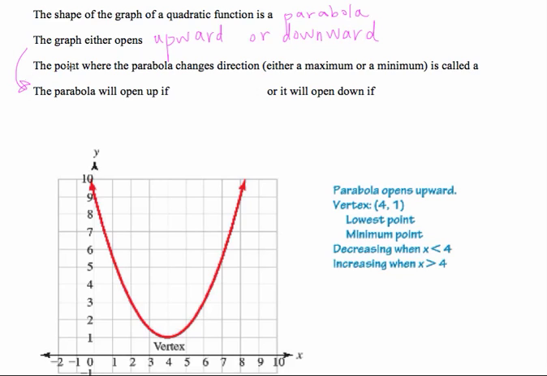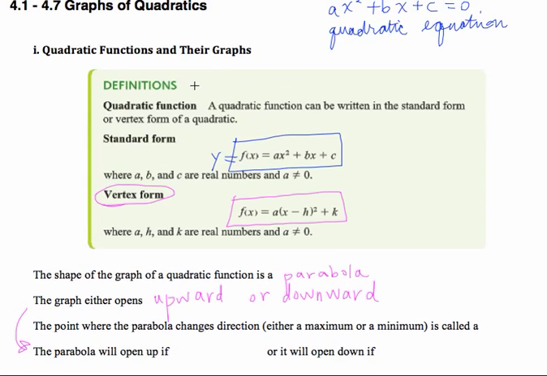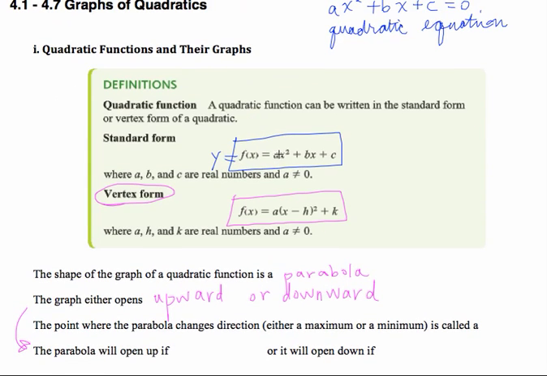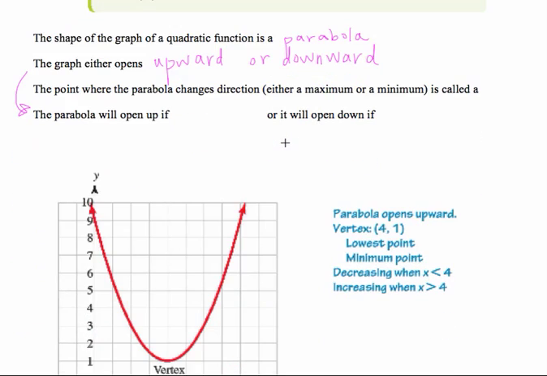So then let's come to here. The parabola will open up if this leading coefficient right here, a, the coefficient of the x squared term, is positive. That will cause the graph of the quadratic to open up if a is greater than 0, or it'll open downwards if a is less than 0.